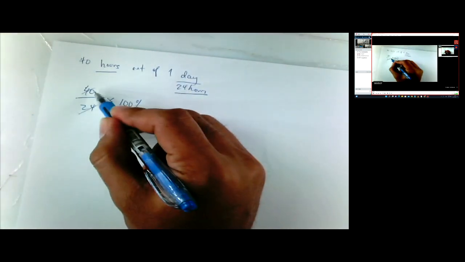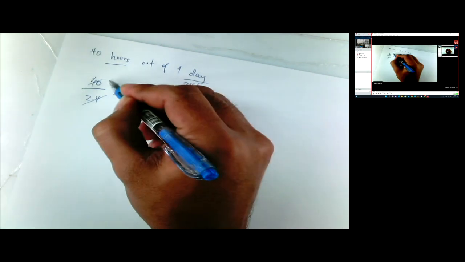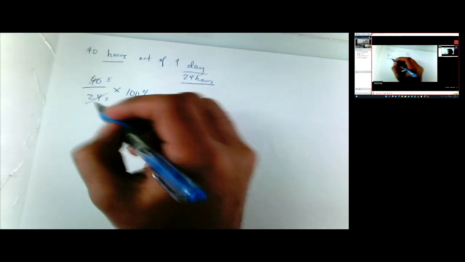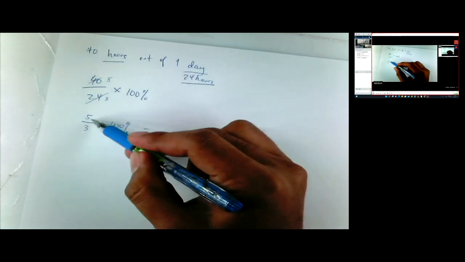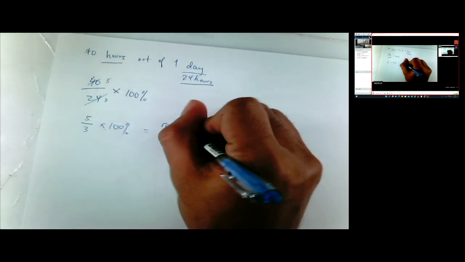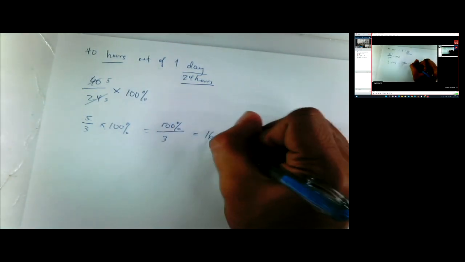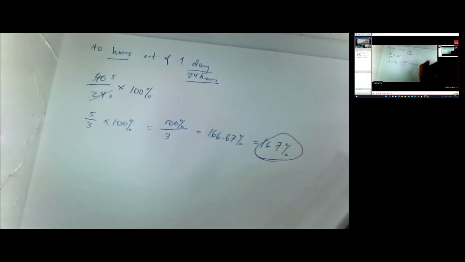Now that we have this, we're just going to simplify the numbers. We can simplify 40 and 24, right? This is both divisible by 8. So 40 and 24, this will be 5 and this will be 3. So you will now have 5 over 3 times 100%. If we simplify that, 5 times 100% is 500% over 3, which is equal to 166.66666 or 67%. Or if you answer 167%, okay, I'll accept.